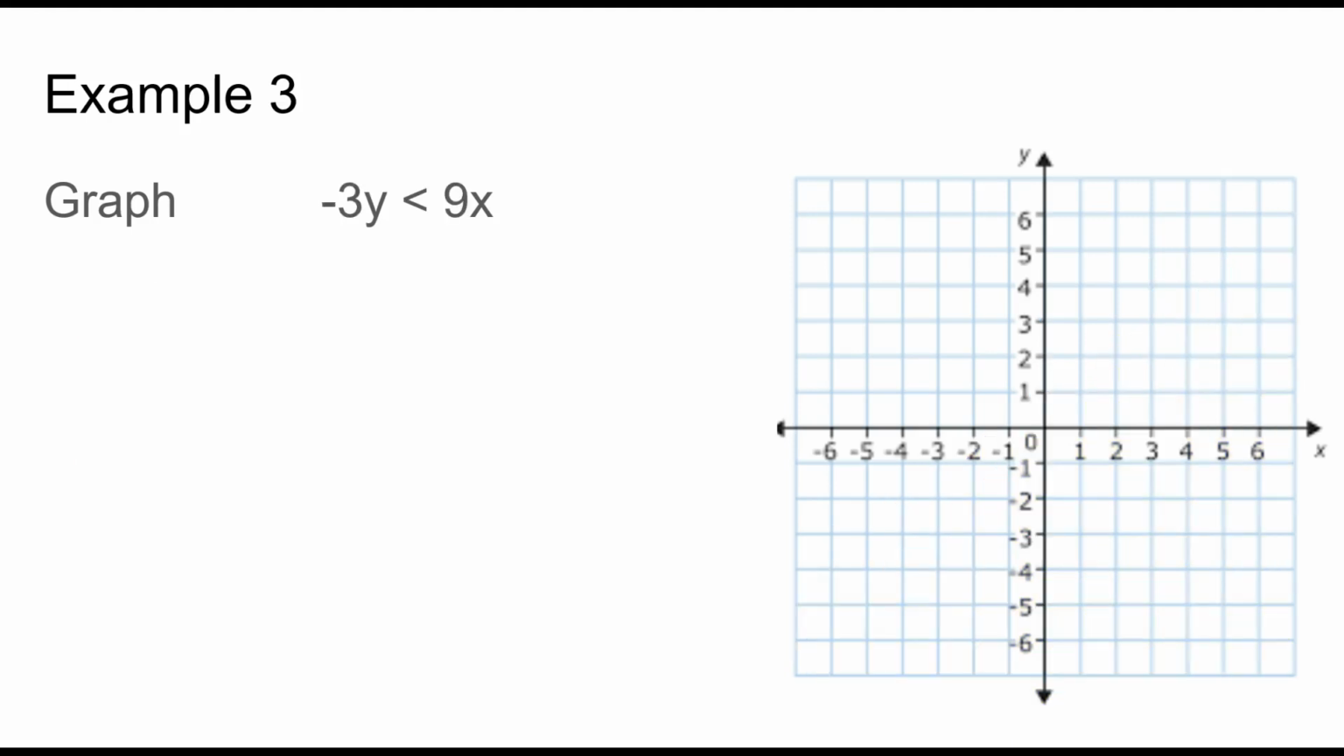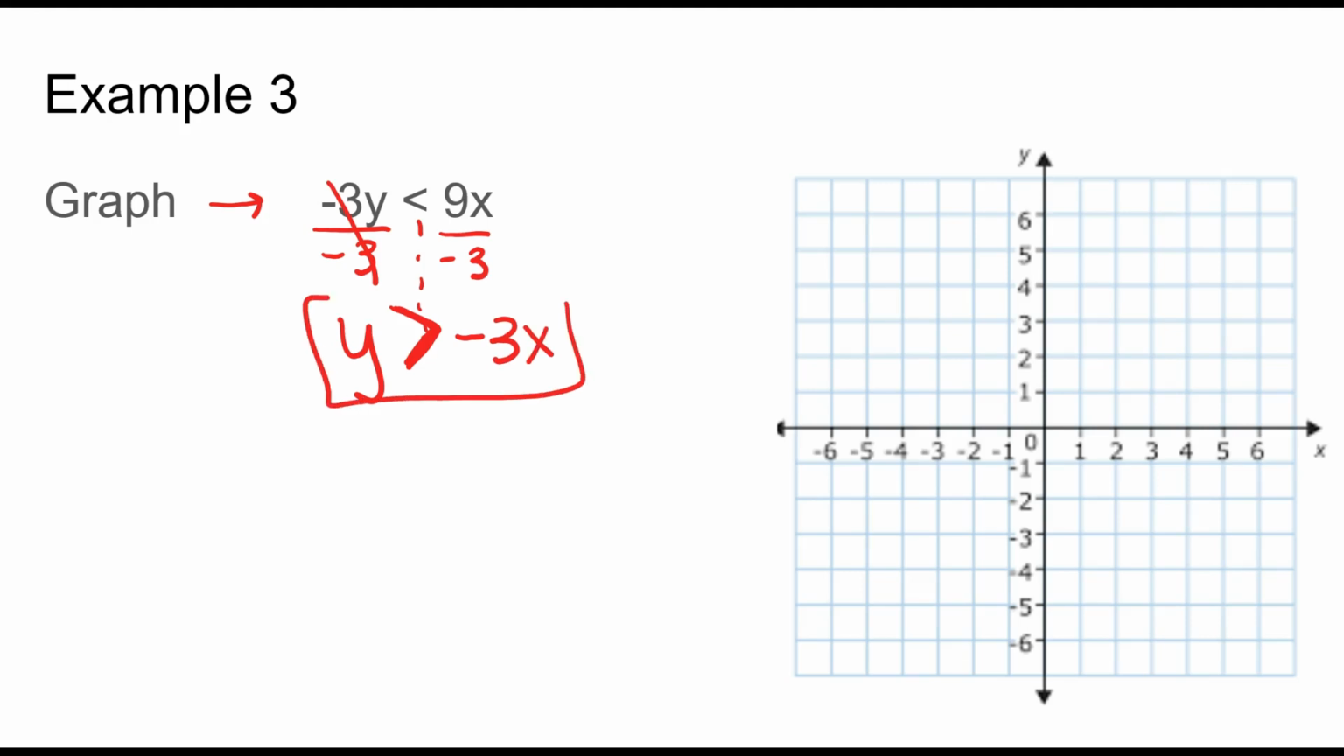All right, last one together. It's going to be a little more tricky. Notice that we are not set up to solve for y, so we need to get y alone. So I'm going to divide both sides by -3. And remember, when we divide by a negative, we have to reverse the direction of the inequality. It was a less than, but now it's a greater than. And so I get y is greater than -3x. I'm going to box that, or you could even cross the old one out. You want to be careful to use this symbol.